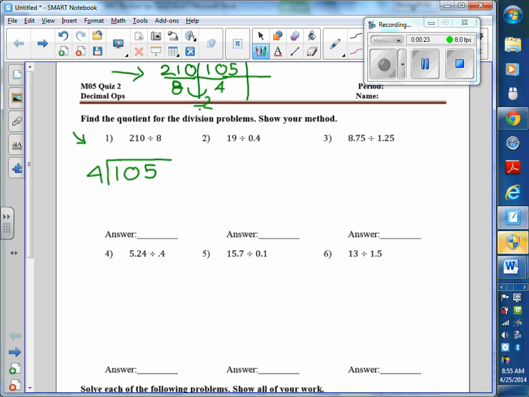Okay? So I'm going to say that 4 goes into 10 how many times? 2, right? So 2 times 4 is 8. And then you subtract. Whoa, that left-hand writing is hard for me. 10 take away 8 is 2. Then you bring down the 5. Does that make sense? Sure? Okay.